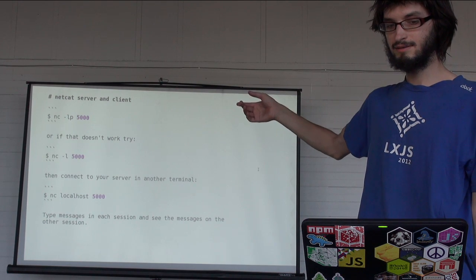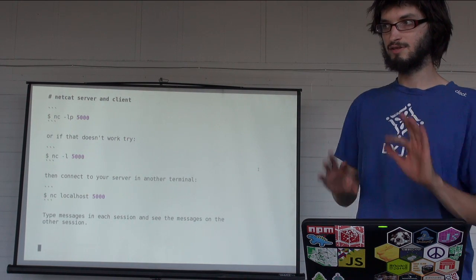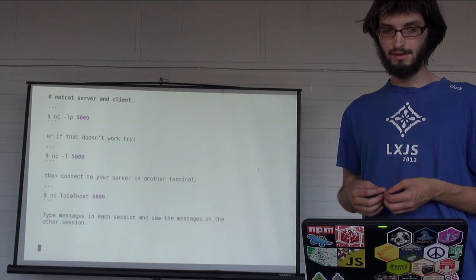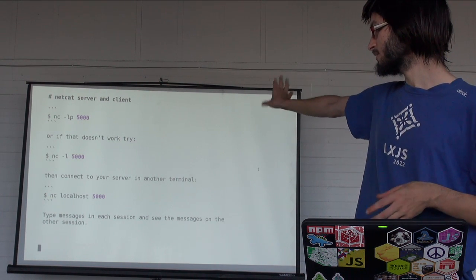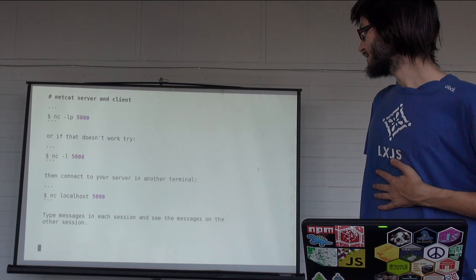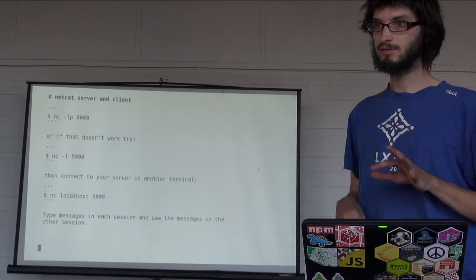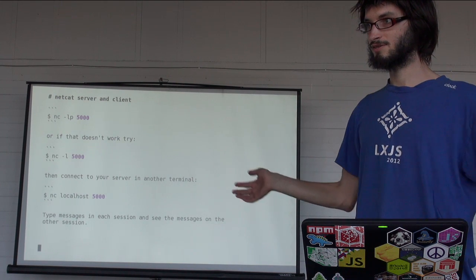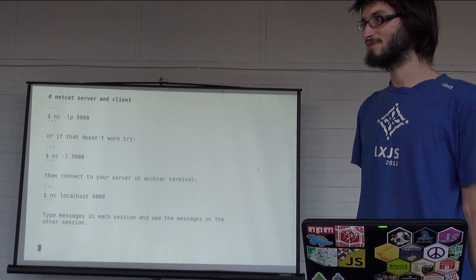Either nc -lp 5000, you might have to sudo apt-get install Netcat or brew install Netcat or something like that. Or you might have to do nc -l, but then after you nc localhost and the port number, you should have a bidirectional communication mechanism. It's really fun.